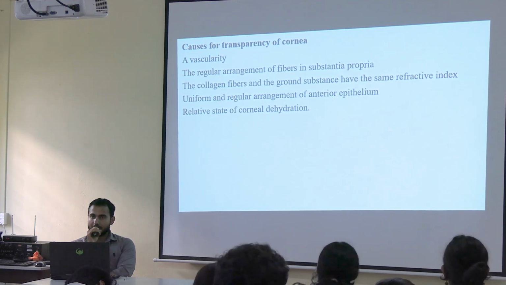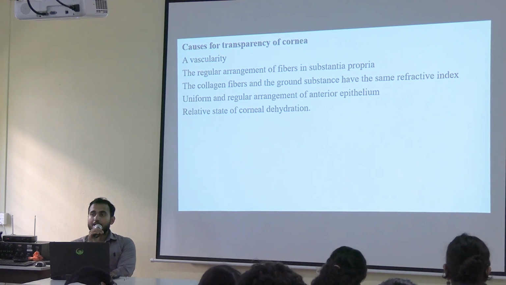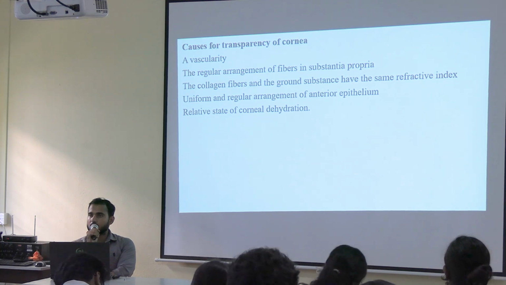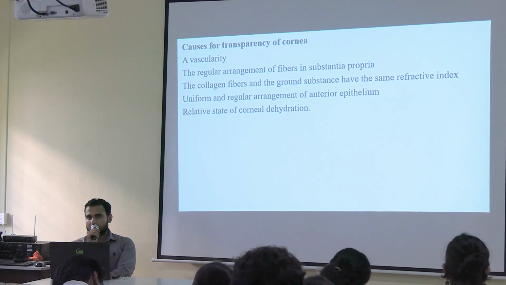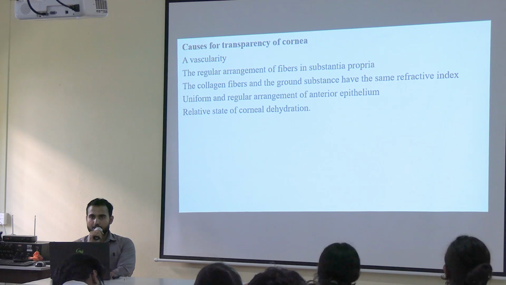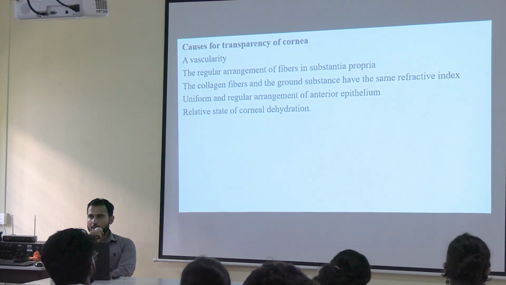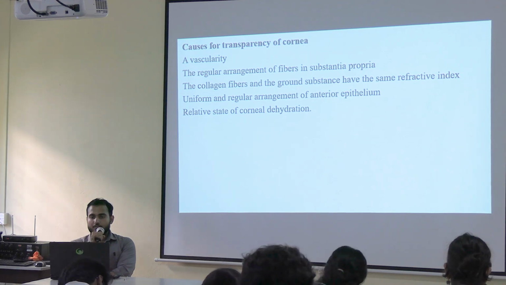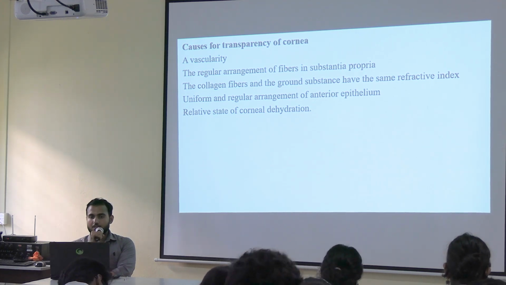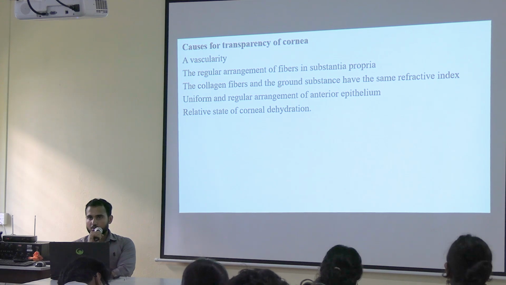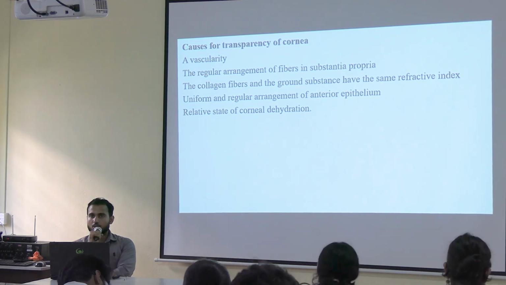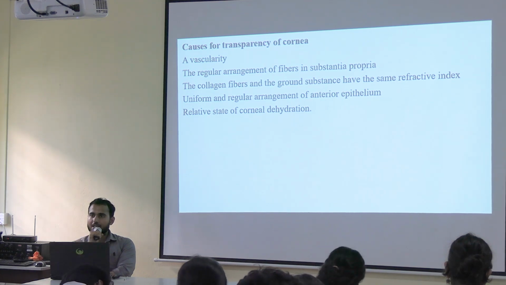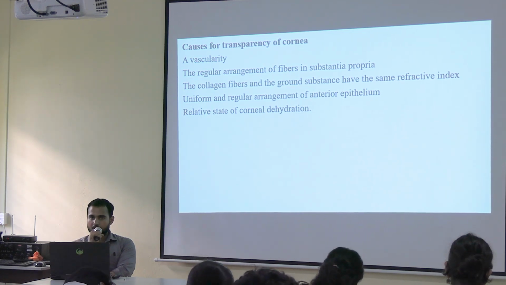Do you remember about the hyaline cartilage? Why I am asking? Because the matrix of the hyaline cartilage is also transparent in nature because of its refractive index. So you can correlate accordingly. Next, uniform and regular arrangement of the anterior epithelium and relative state of corneal dehydration, which is done by the corneal endothelium. These are the factors which make the cornea transparent.